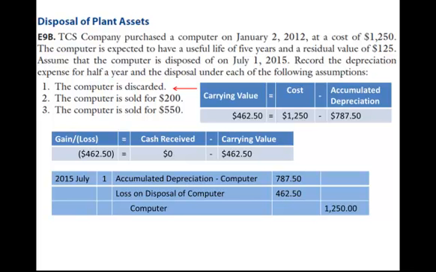We will then debit the loss on the disposal of the computer and then credit the computer account since it holds a normal debit balance, and that account is now zero. After this transaction, the computer account no longer exists and the accumulated depreciation account has been closed, leaving us with a balance in our loss account.